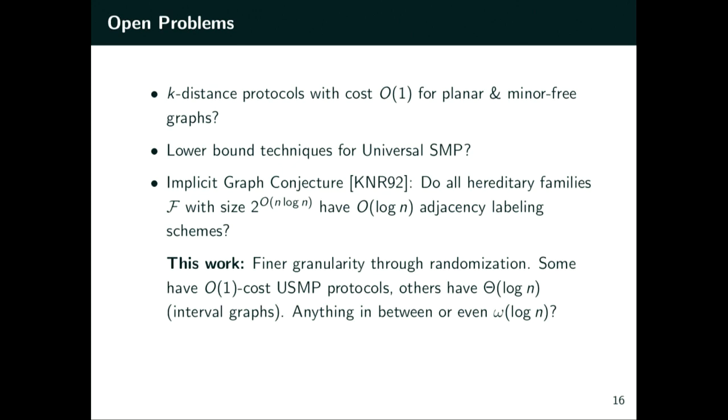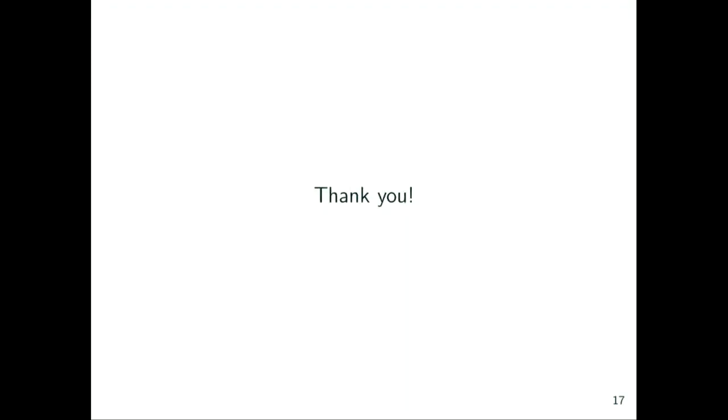And can we even use these lower bound techniques from communication complexity to try disproving the implicit graph conjecture? And of course, this is a new model. There are many more interesting things that you could ask about this model. So I'm hoping that in the future, some more of these will be worked out. And that's everything. Thank you very much.